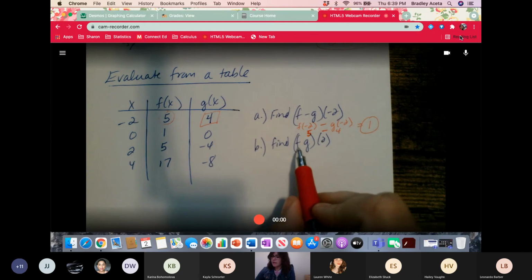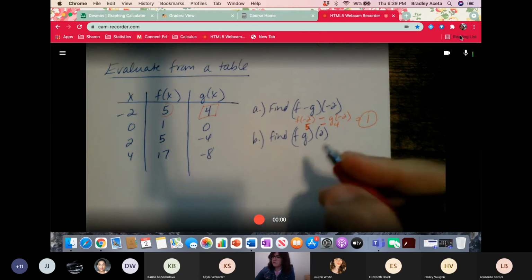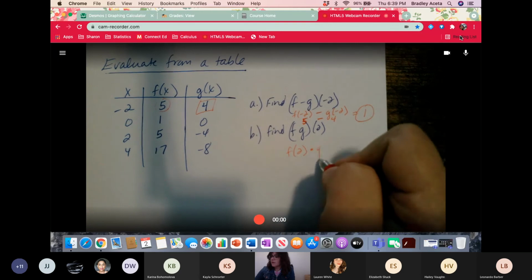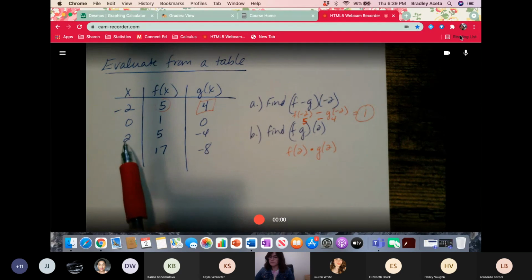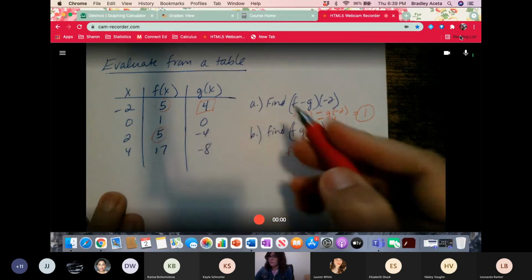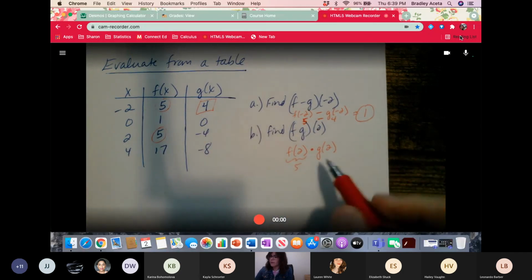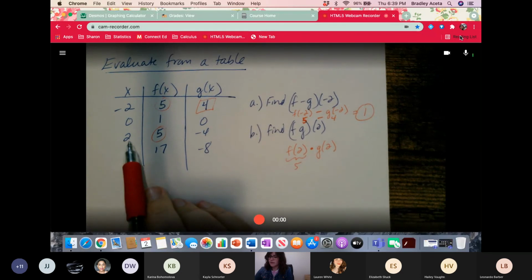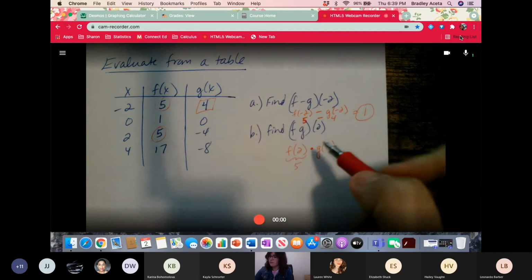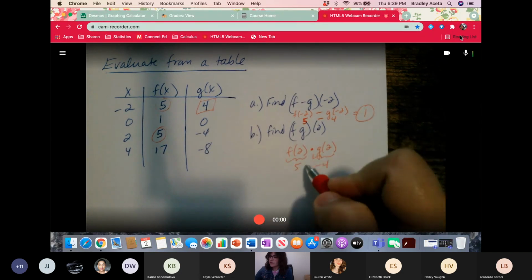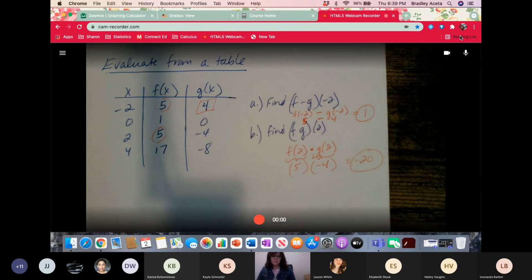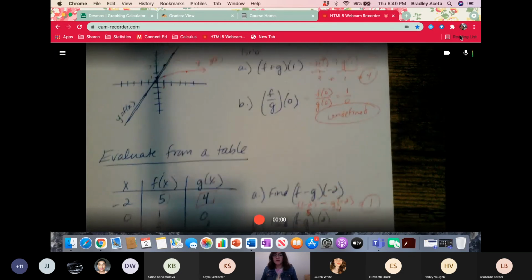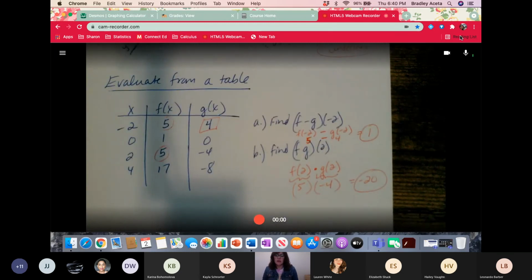All right, we'll do another one. F times G of 2. So that's the F of 2 times the G of 2. So go to the 2 on the X and tell me what it is in the F function. Well, that would be 5. Now go to the 2 in the G. So here's 2 again, but in the G function, the Y value is -4. And now just multiply those two together. -20. So evaluating from a graph and evaluating from a table are really, really super easy.